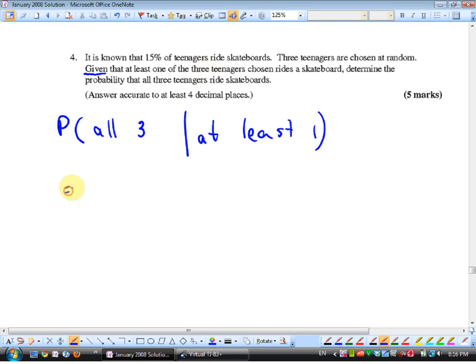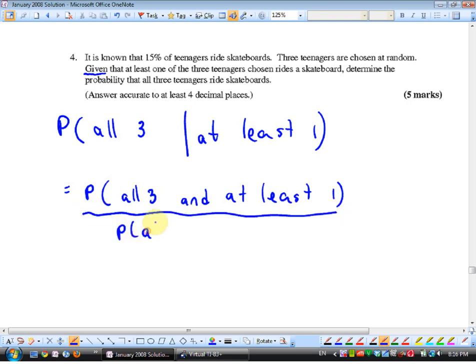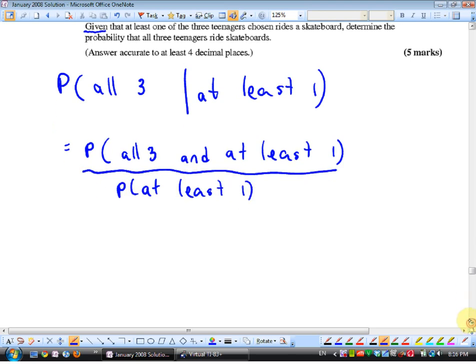This is going to be the probability of both of these, all three and at least one, divided by the probability of the given one, at least one. This is five marks, and it's fairly tough. I'm going to do this a little bit separately. All three and at least one. Now, at least one means one or two or three. That's this part. And means the overlap. Which of these also has all three? Only this one.